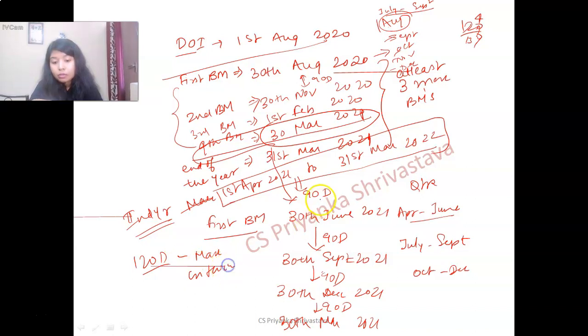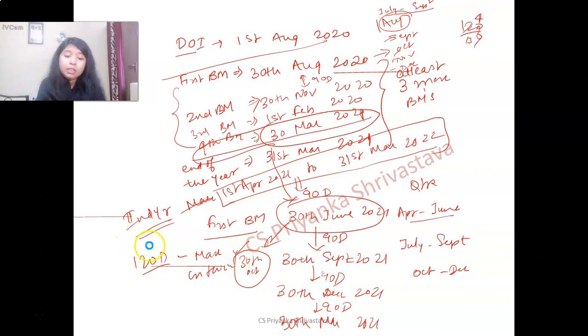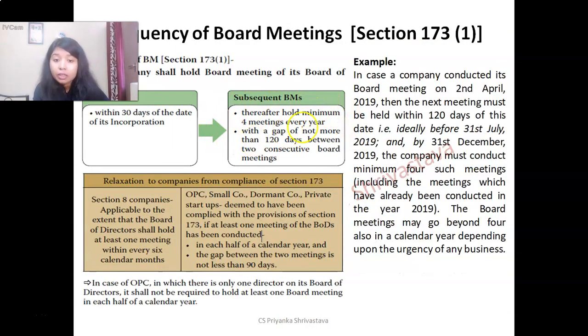So suppose your first board meeting is on this date, you cannot go beyond 30th October. This is the last date before which you have to conduct the board meeting. But again, you have to follow both the conditions that I have mentioned here. You need to have at least 4 board meetings in a year with a gap of not more than 120 days between 2 consecutive board meetings. Consecutive board meetings, that is between first and second, between second and third, between third and fourth.